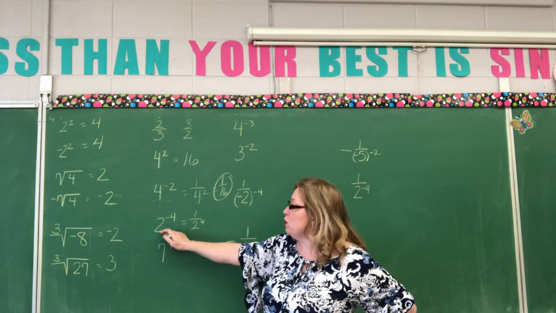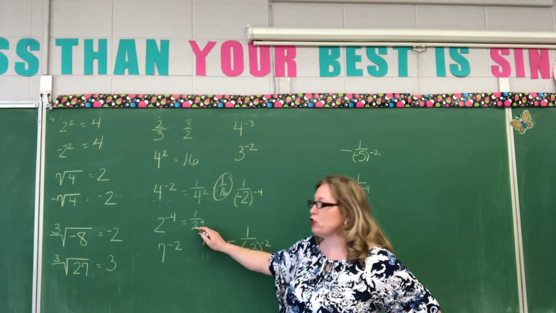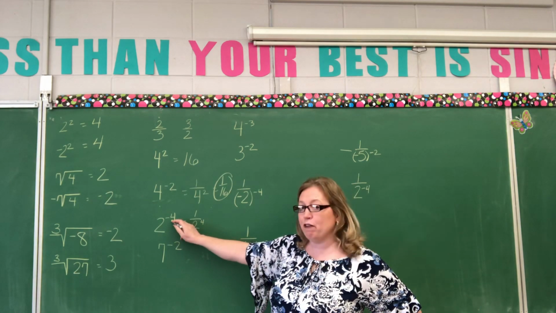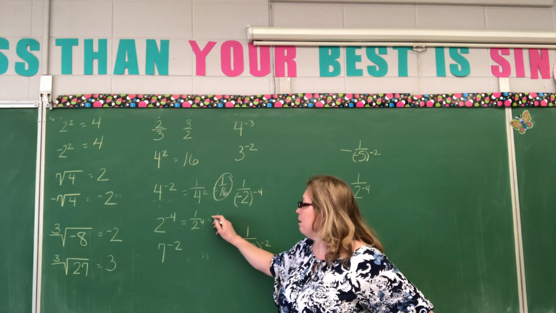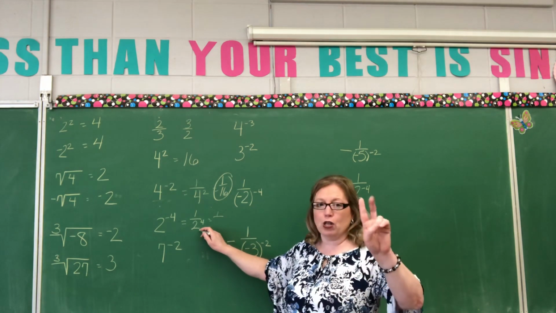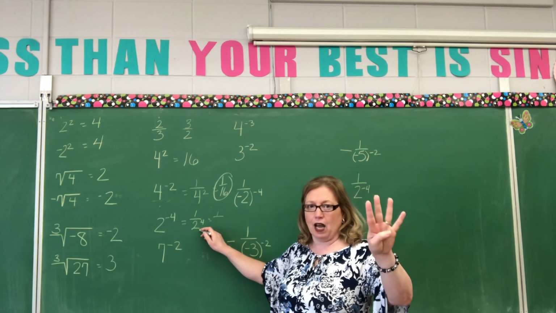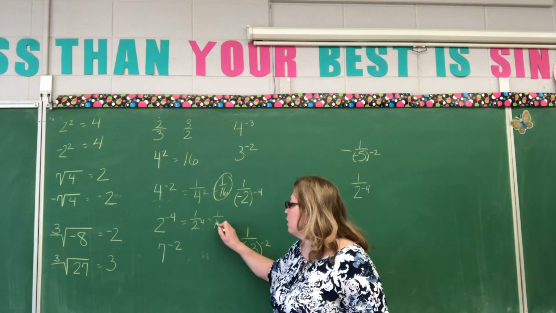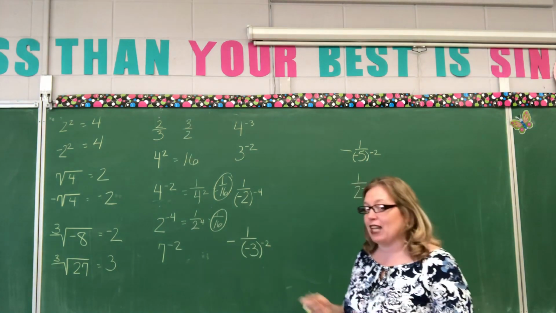Okay? 2 to the negative 4th. What did I do? I used the reciprocal, 1 over 2. I changed my negative 4 to a positive 4. And now I can solve it. Keeping my 1. And I say 2 times 2 is 4. Times 2 is 8. Times 2 is 16. So the answer again is 1/16. They're not all 1/16. They just happen to be.